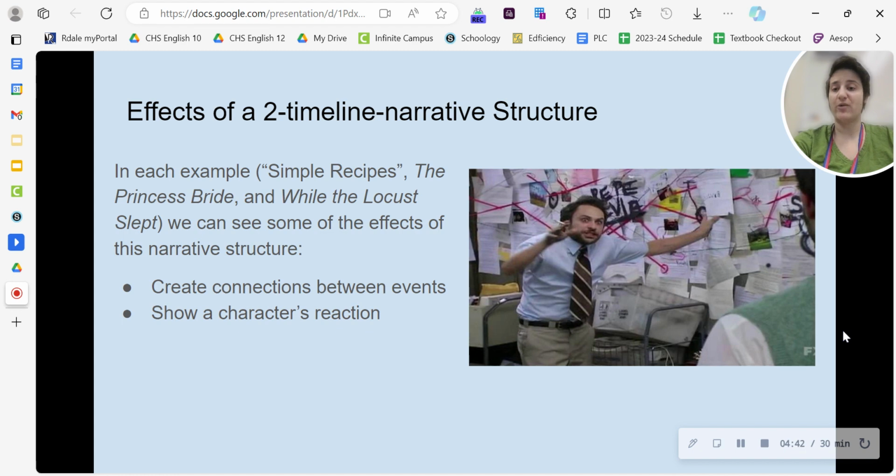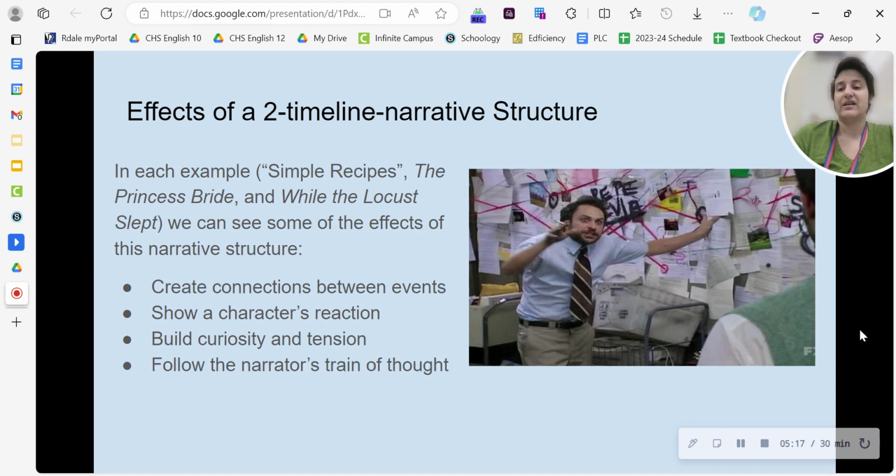This can also be a great way to show a character's reaction to something. Especially in The Princess Bride, we get to see the grandson reacting to what happens in the story. And in While the Locust Slept, we get to see what comes to Peter's mind as he's experiencing these different things. This structure can also build curiosity and tension. It's confusing, so we wonder, why are these pieces put together in this way? What's going to happen next? How does this piece relate to the other? It makes us want to keep reading and learn those answers.